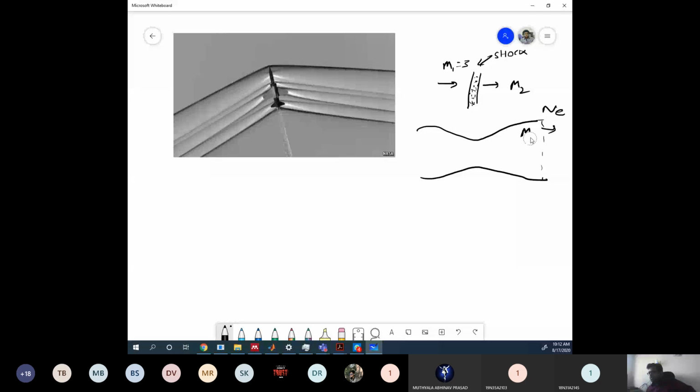Today what we will do is, as I said, we have to predict what is going on with M1 and M2, right? In order to do that, obviously this is a fluid flow, right? That means we have to bring in the governing equations. Whatever you learned in the previous aerodynamics course, you might have derived the Navier-Stokes equations and all.